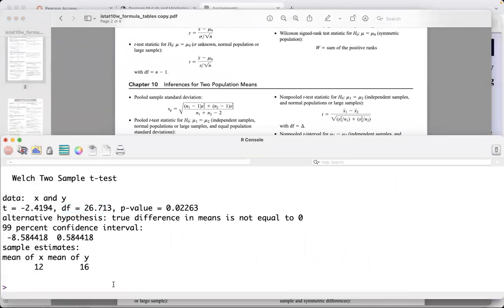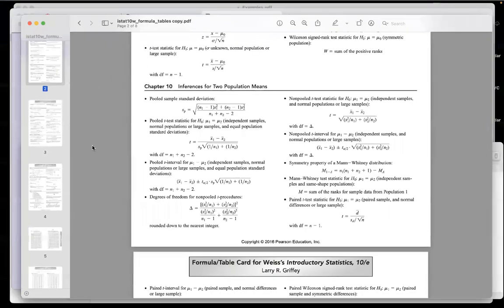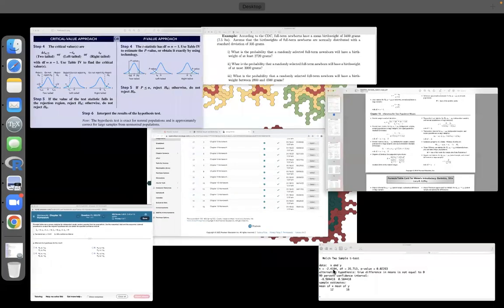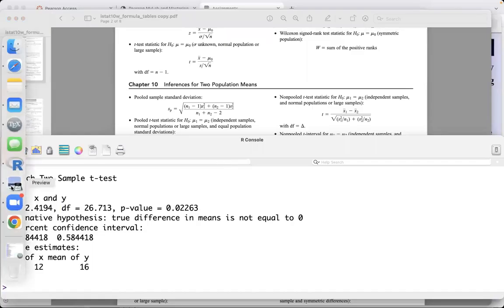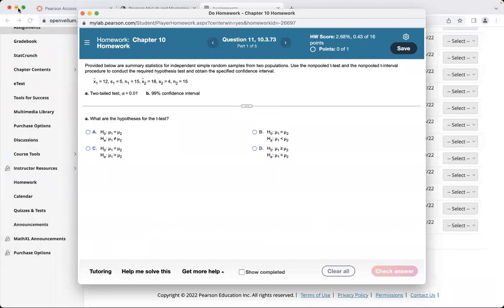So if we're asked to find critical values, we have to remember to round down to 26 degrees of freedom there. So that's that. So let's go ahead and let's do everything with R. Let me get my two windows back that I want here.